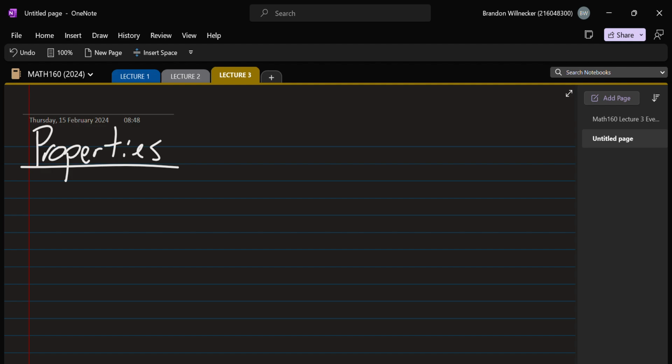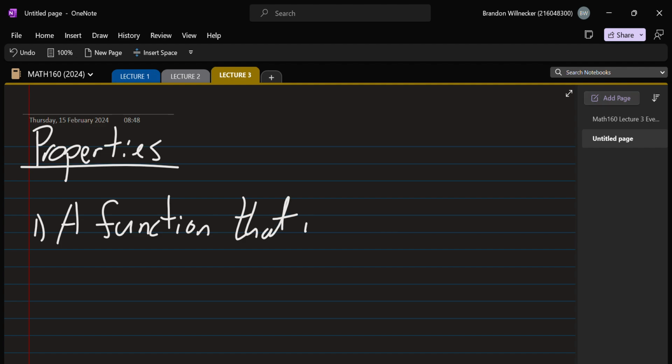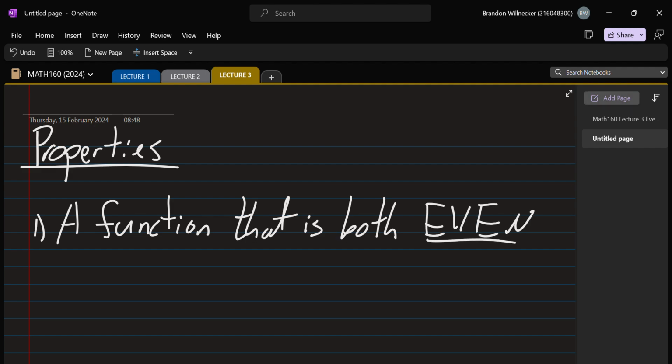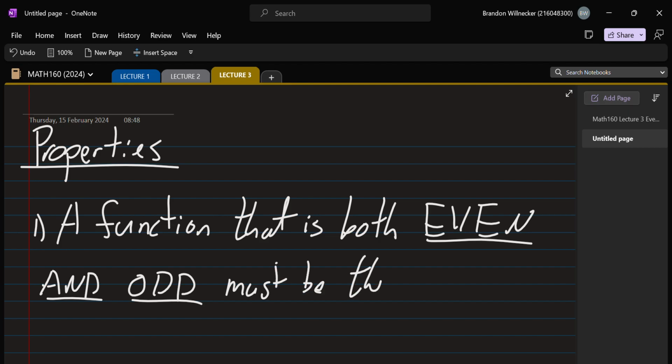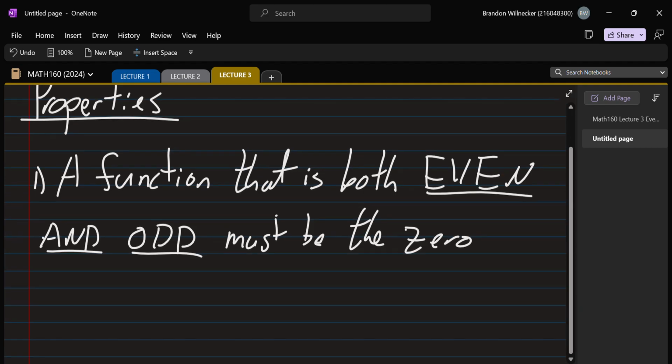Okay, so number one. A function that is both even and odd must be the zero function. Okay, so that is our statement. We need to prove this.